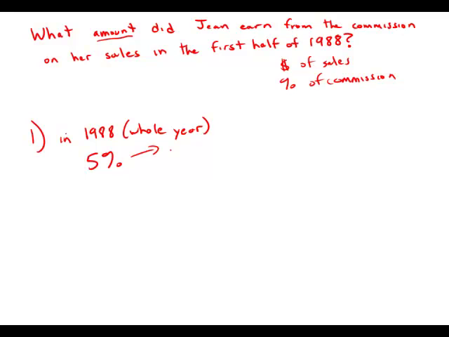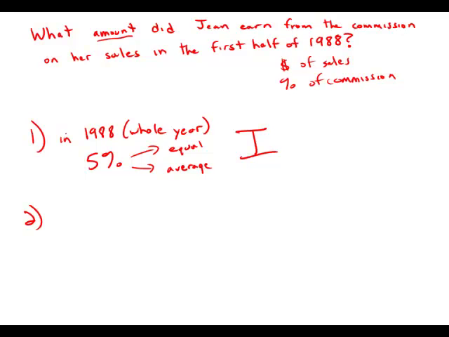We don't know if that is equally distributed or if that's an average. In other words, if sometimes during the year she's making 10 and 15%, sometimes she's making only 1%, and it averaged out to 5%. We have no idea about that. All we know is that it's 5% of the total for the entire year. So this statement by itself does not allow us to answer the question. This statement is insufficient. So leave statement number 1 behind.